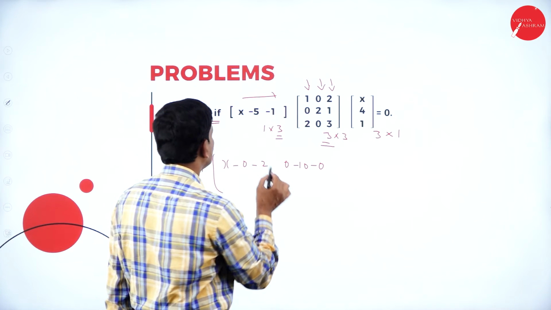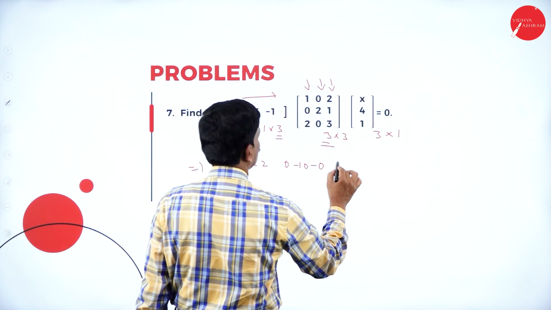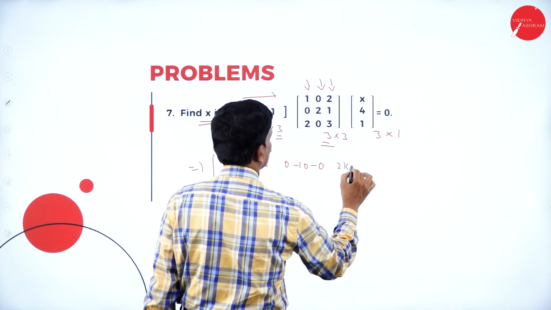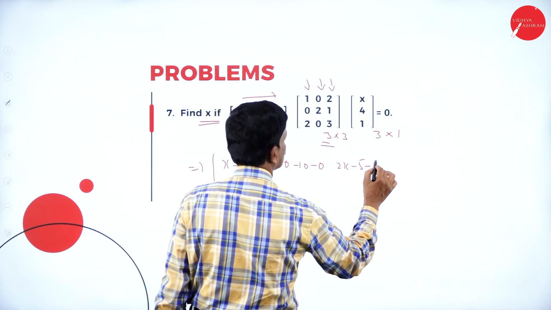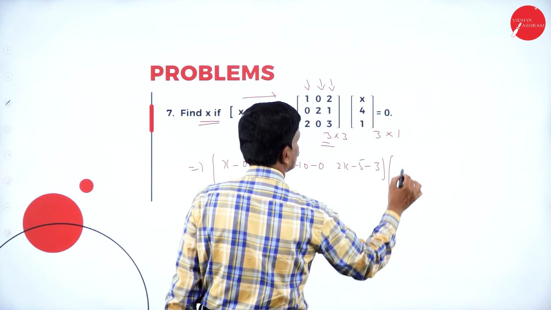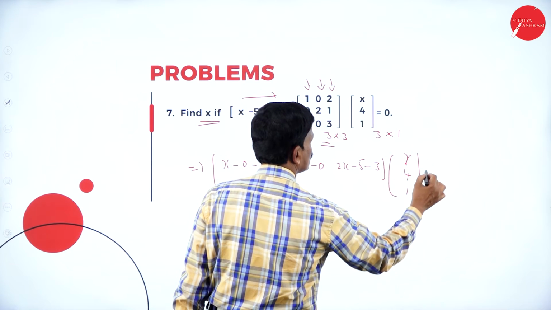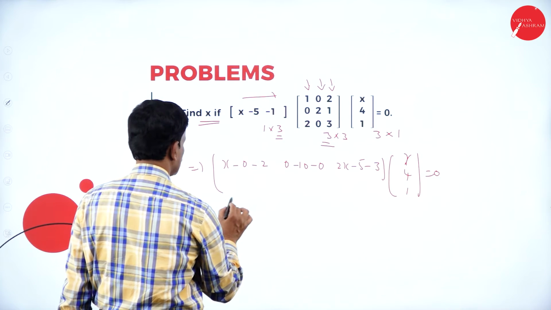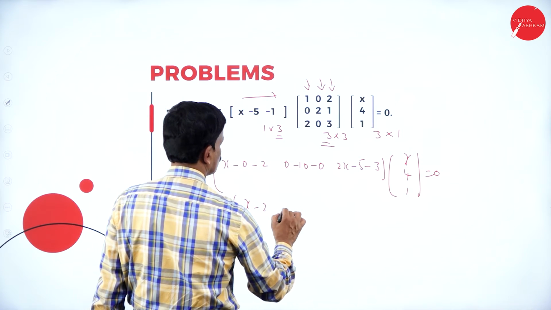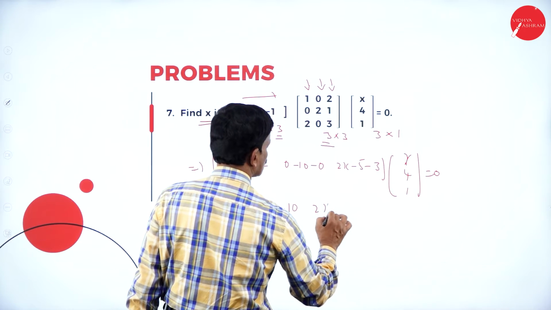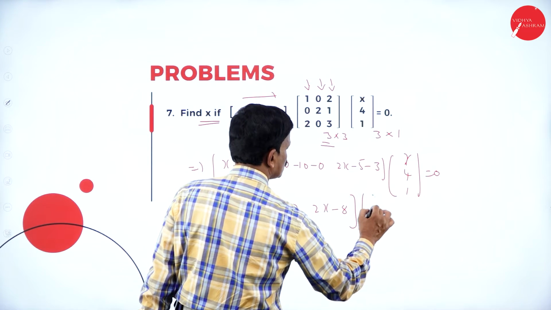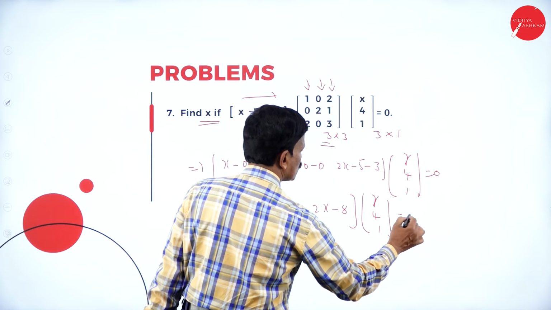Now, come to the third column, first row, third column. 2 into x is 2x, minus 5 into 1 is minus 5, minus 3 into 1 is minus 3, and this times the matrix [x 4 1] is equal to 0. What is this equal to? This is [x minus 2, minus 10, 2x minus 8] and the matrix [x 4 1] is equal to 0.